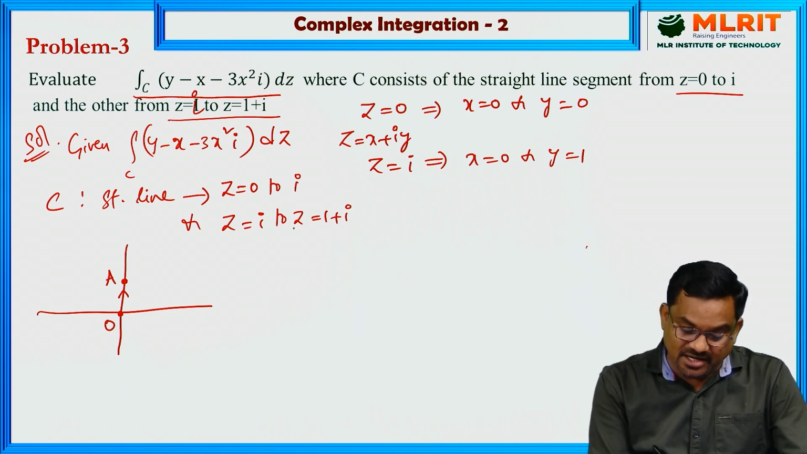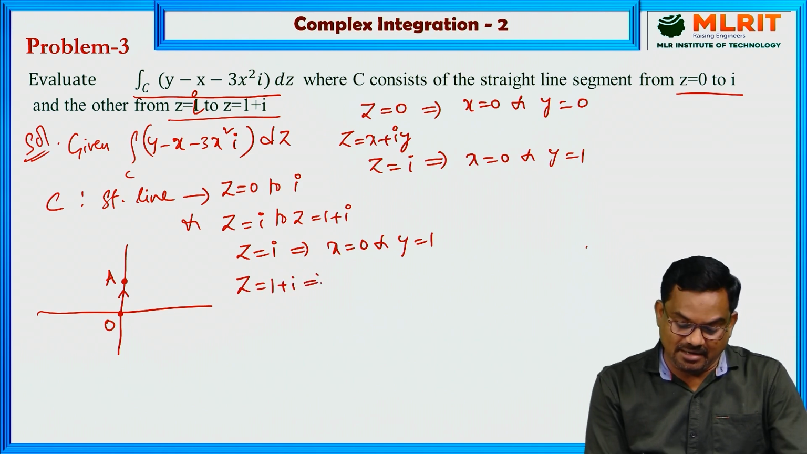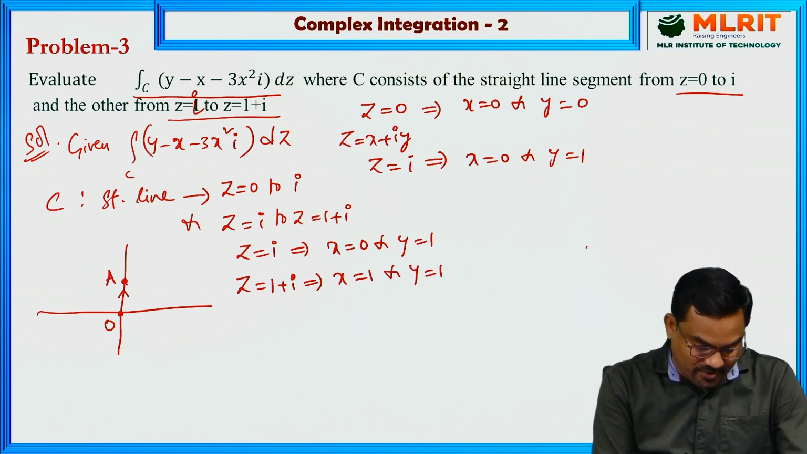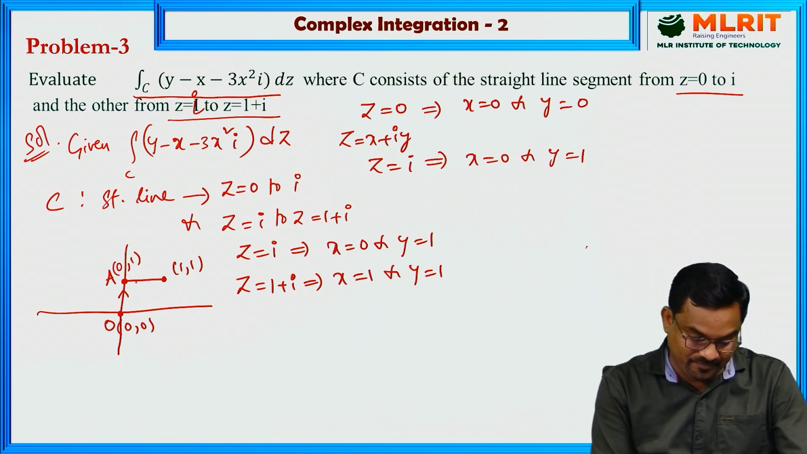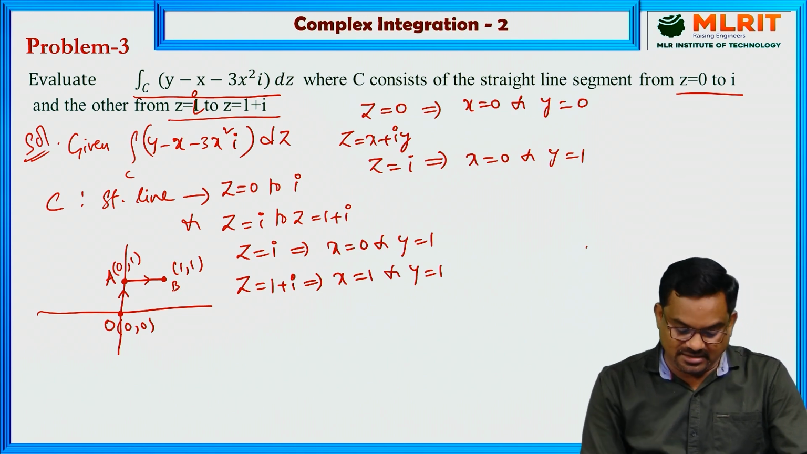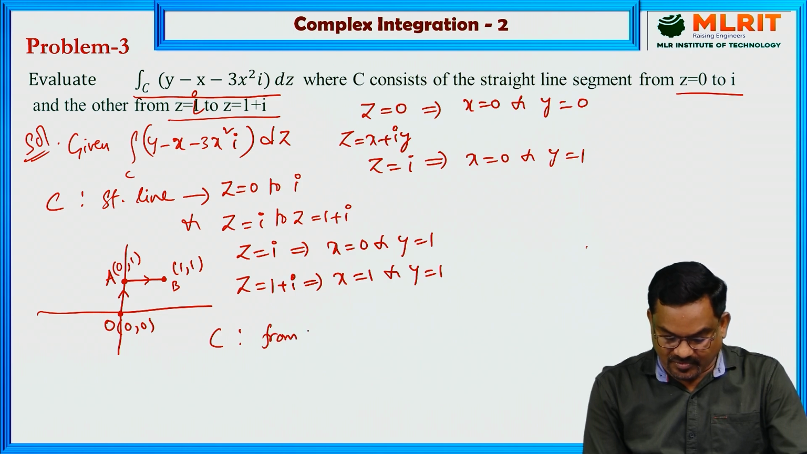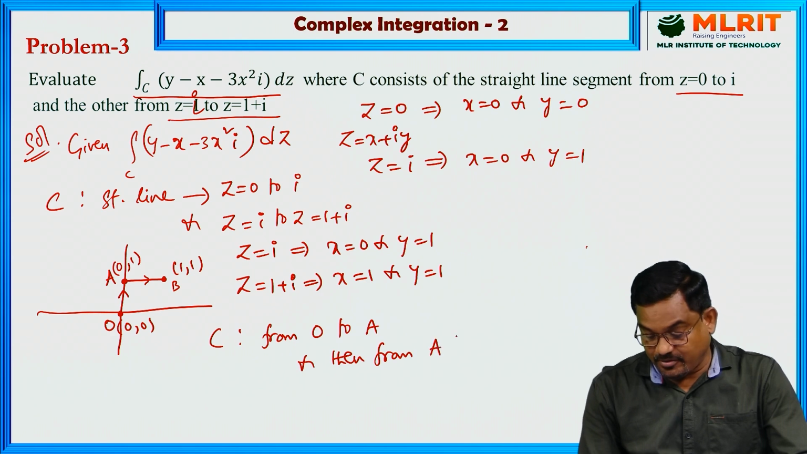And then z equal to i to z equal to 1 plus i. Z equal to i implies just now we have written x is 0 and y is 1, and z equal to 1 plus i means the real part and imaginary part are equal here, x equal to 1 and y equal to 1. So from here to somewhere here, this is the point (1, 1), and this is the origin (0, 0), and here x is 0, y is 1. Hence the curve C is first from O to A and then from A to B.